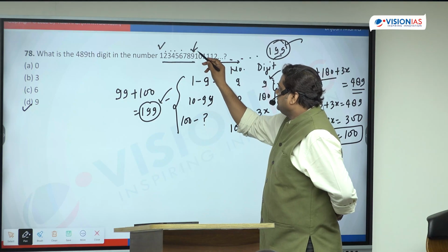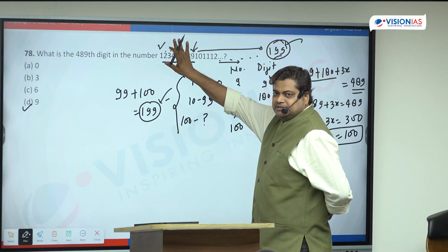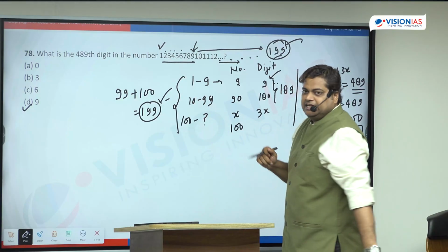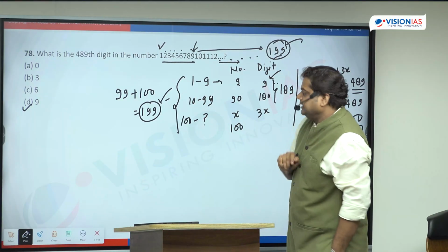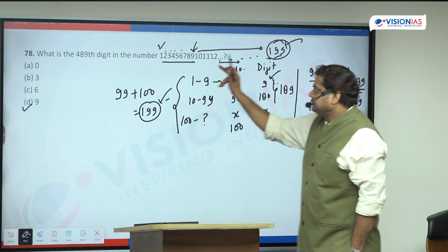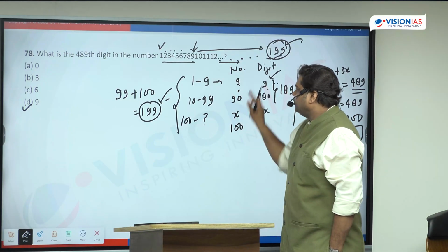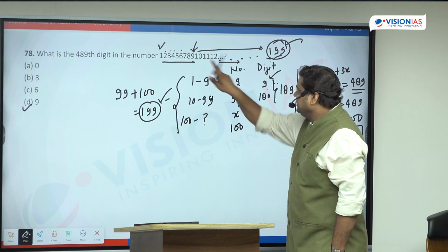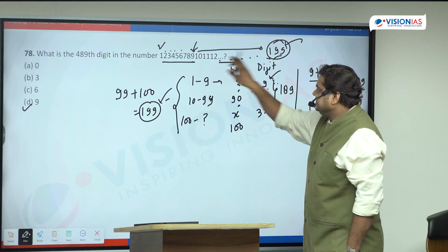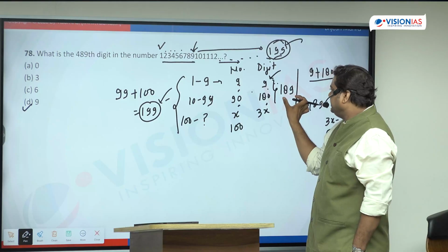Then it goes on with 10, 11, 12, 13, 14 this way till 99. So we have 9 numbers, then 90 more numbers, and the last number is 99. Let's see how many digits we have written. Single digit numbers give 9 digits. Double digit numbers, 90 of them, each carrying 2 digits, give 180 digits in total. So 10 to 99 carry 180 digits, and 1 to 9 carry 9 digits. So a total of 189 digits.